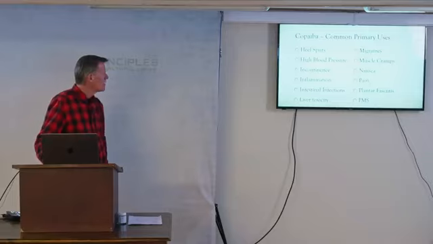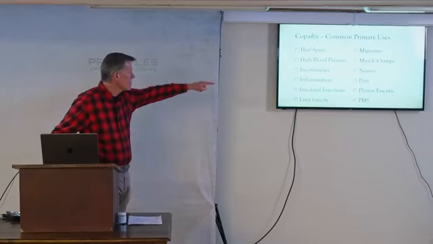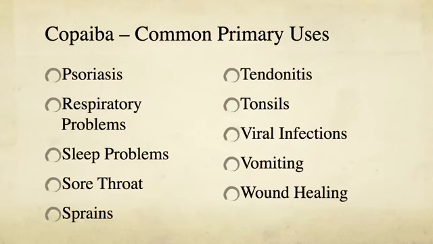Thank you, Mary Lee. High blood pressure, incontinence, inflammation. Here's your inflammation. Intestinal infections, liver detoxicity, migraines, muscle cramps, nausea, pain. There's your plantar fasciitis also, so it makes sense. If it's working for plantar fasciitis, it's working for the heel spurs, very similar. PMS, psoriasis, respiratory problems, sleep problems, sore throat, sprains, tendinitis, tonsil problems, viral infections, vomiting, wound healing.